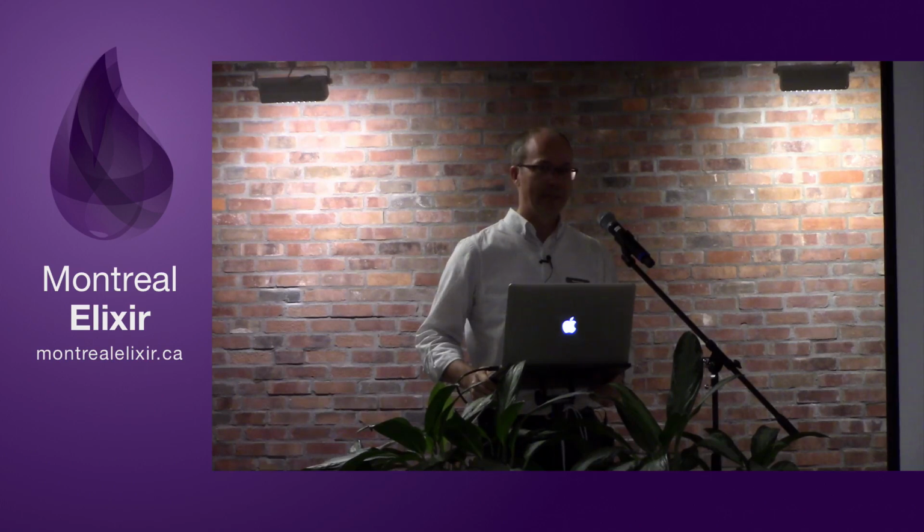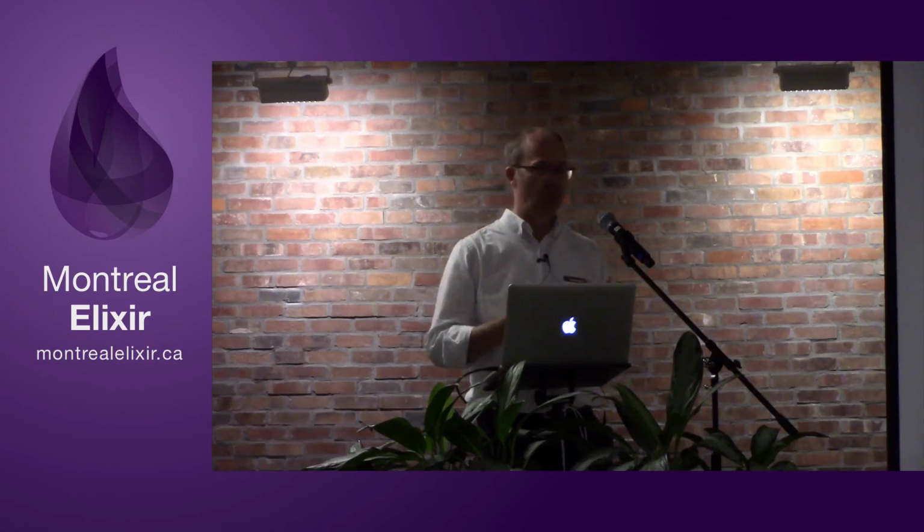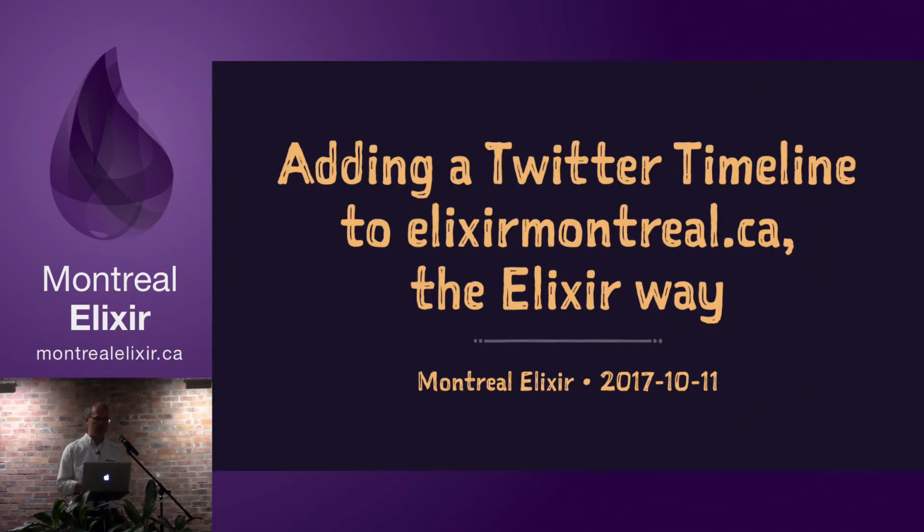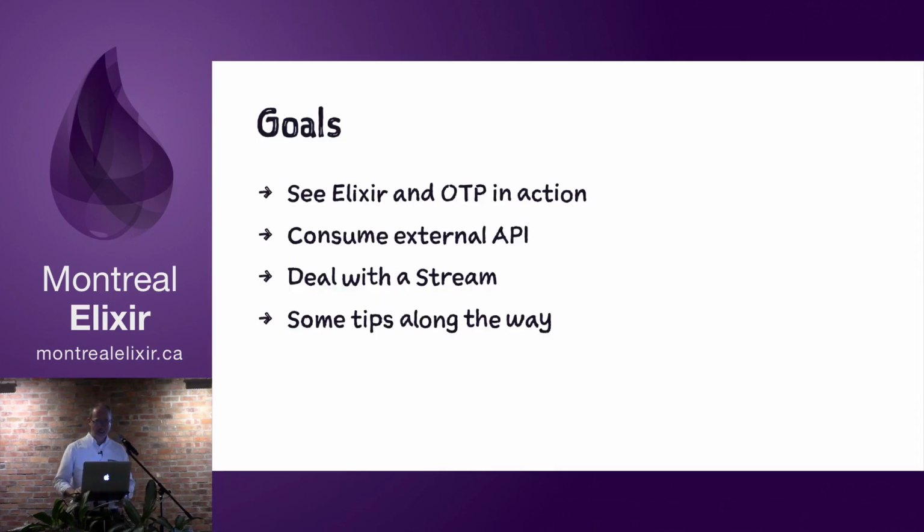So this is going to be a technical presentation, so hold on to your shoes. This is something we had a few months ago, an idea that we should integrate with Twitter, of course. As you will see, there's an easy way to do it and a more complicated way of doing it, and I'm going to show you the complicated way. The goal is to show you some Elixir and OTP in action, basically: consuming an external API, dealing with a stream, and hopefully some tips along the way.